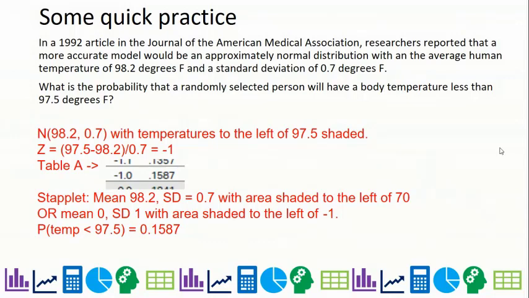How could we do this super fast? Normal CDF. What's the lower? A really negative number, like -1,000 is probably far enough away. And what's your upper? 97.5. The mean is 98.2, and 0.7 for the standard deviation, and you should get an answer very close to 0.1587.